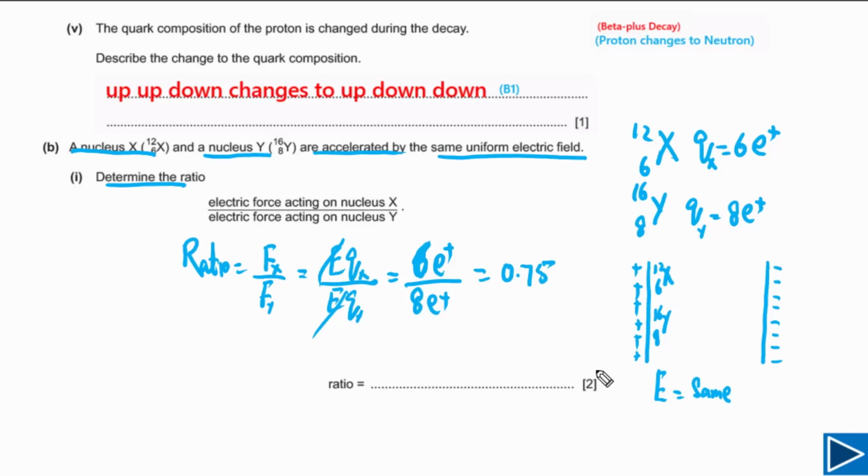This question has 2 marks. The first mark is C1 mark if we have used this equation. And the second mark is the answer mark. If you have got the right answer, you will get 2 marks for this question.